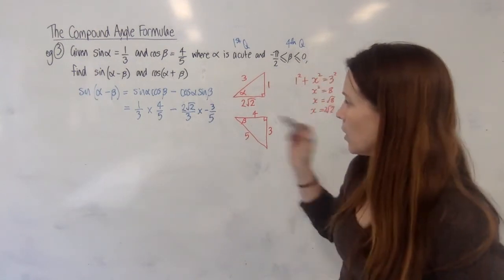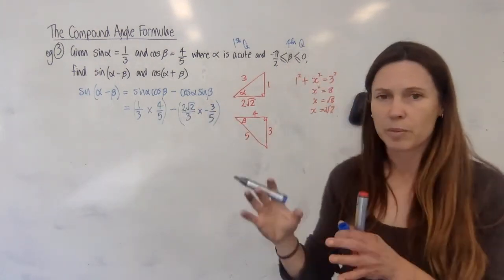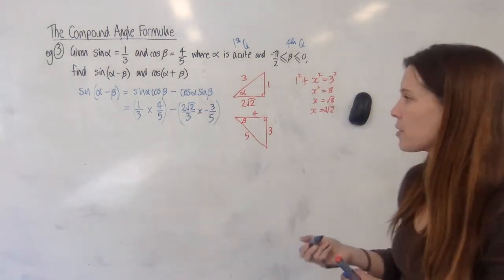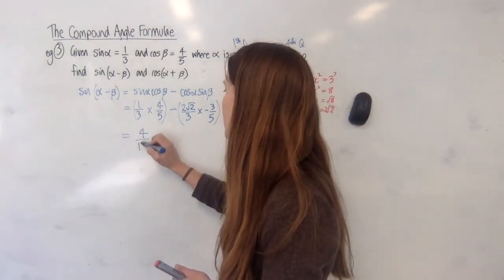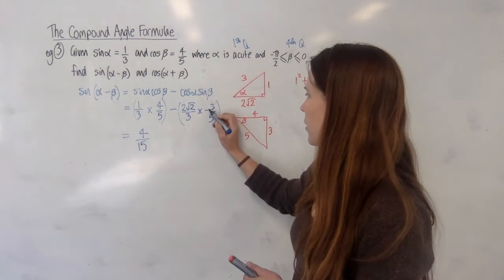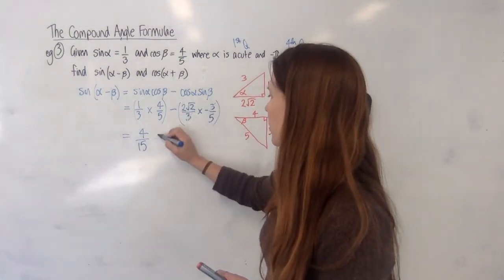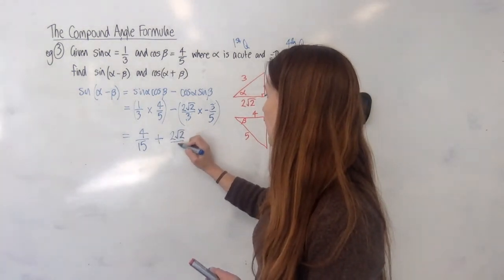Okay. So I've got this part, obviously you don't really need brackets with the multiplication. I'm sort of just putting them in to keep it really clear that I've done all of the steps. Now I just need to tidy up. So here I've got 4/15, and over here the 3's are going to cancel, so I'm going to have the negatives there giving me plus, what have I got, 2 root 2 on 5.